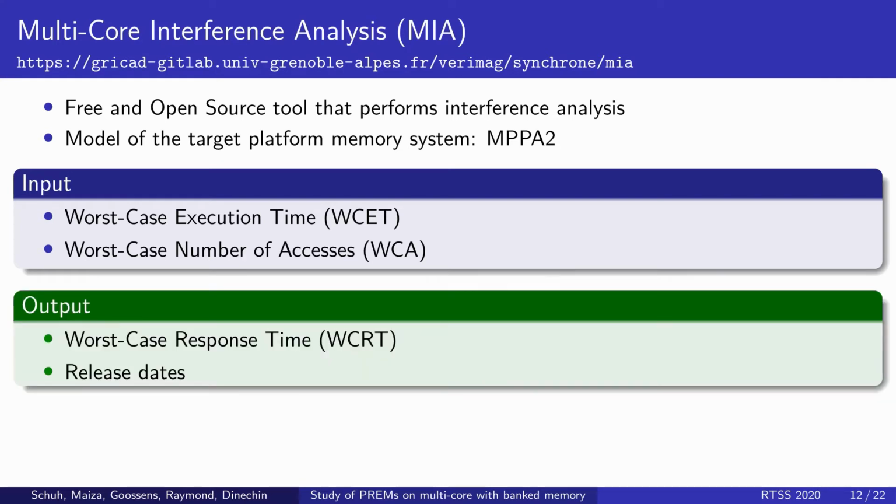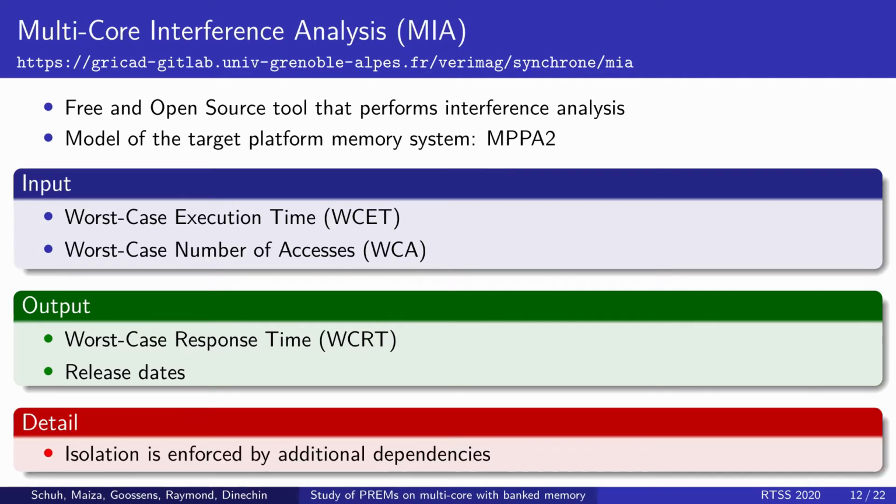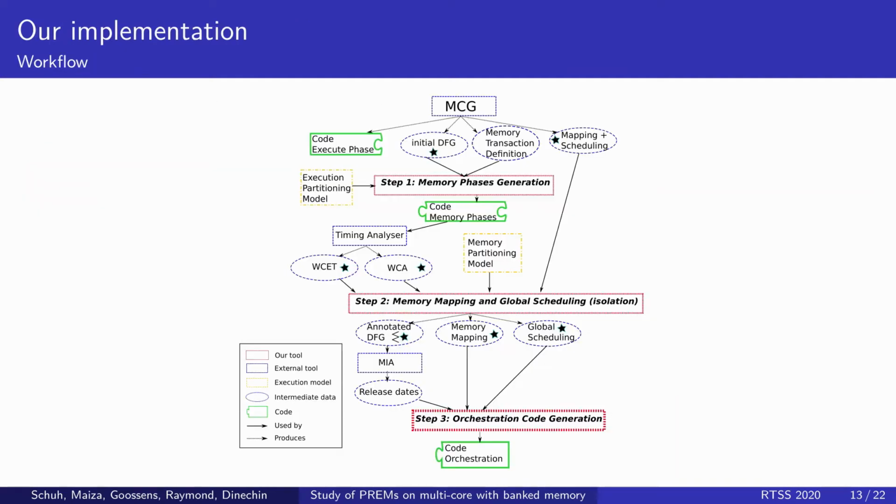And then it outputs the worst case response time of the system, or WCRT, and the specific release dates of each one of the tasks. And a little detail about our implementation is that to enforce isolation, we include additional dependencies between the memory phase tasks. We finally arrive at our implementation workflow.